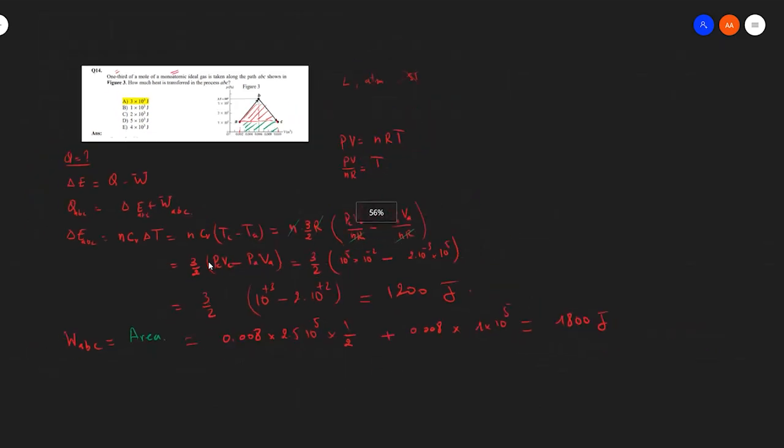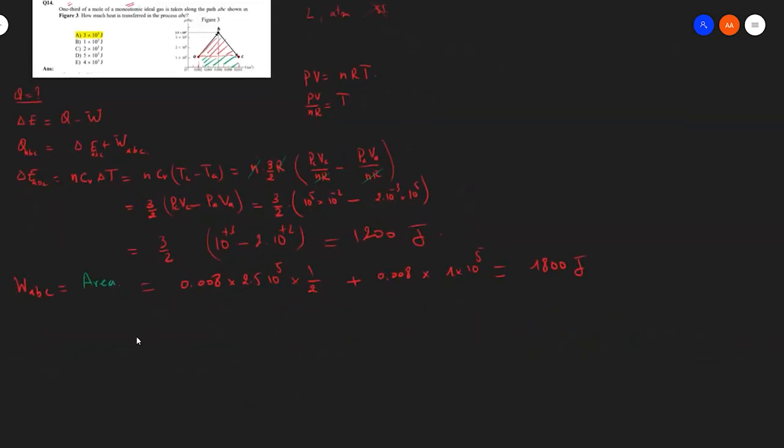1800 joule. Since I have this, Q is equal to delta E plus W for ABC. I did not write ABC on delta E, just to remind you that it does not depend on the path. So it's 1200 plus 1800, and this will give me 3000 joule. I come here up and I say it's this one. Okay, great.